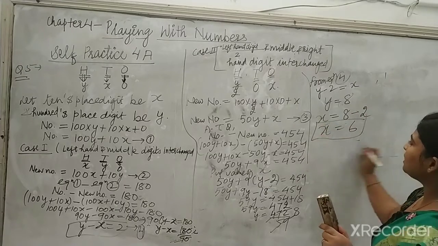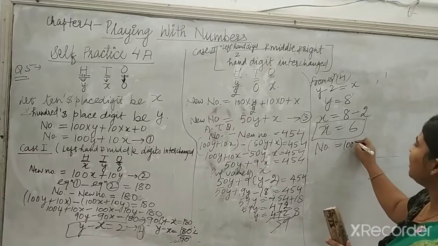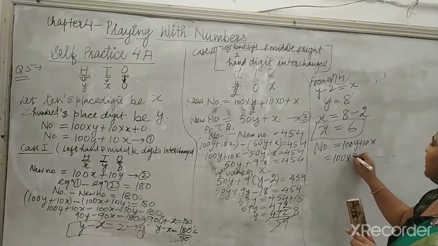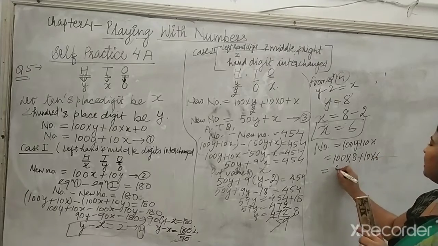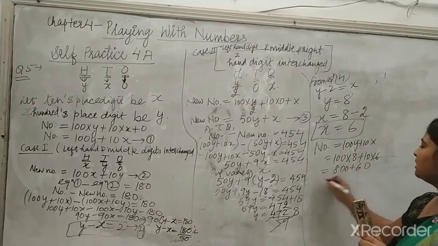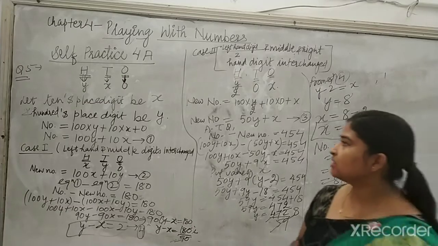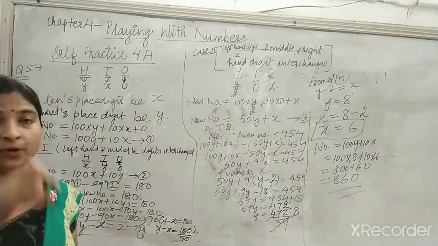Okay, so what is the number if someone is asking you? The number is 100y plus 10x. So 100 into 8 plus 10 into 6, that is 800 plus 60, that is your 860. Okay, I think you have understood this question. It is a little bit long. Yes, beta, you have to solve this exercise in your notebook. Thank you.